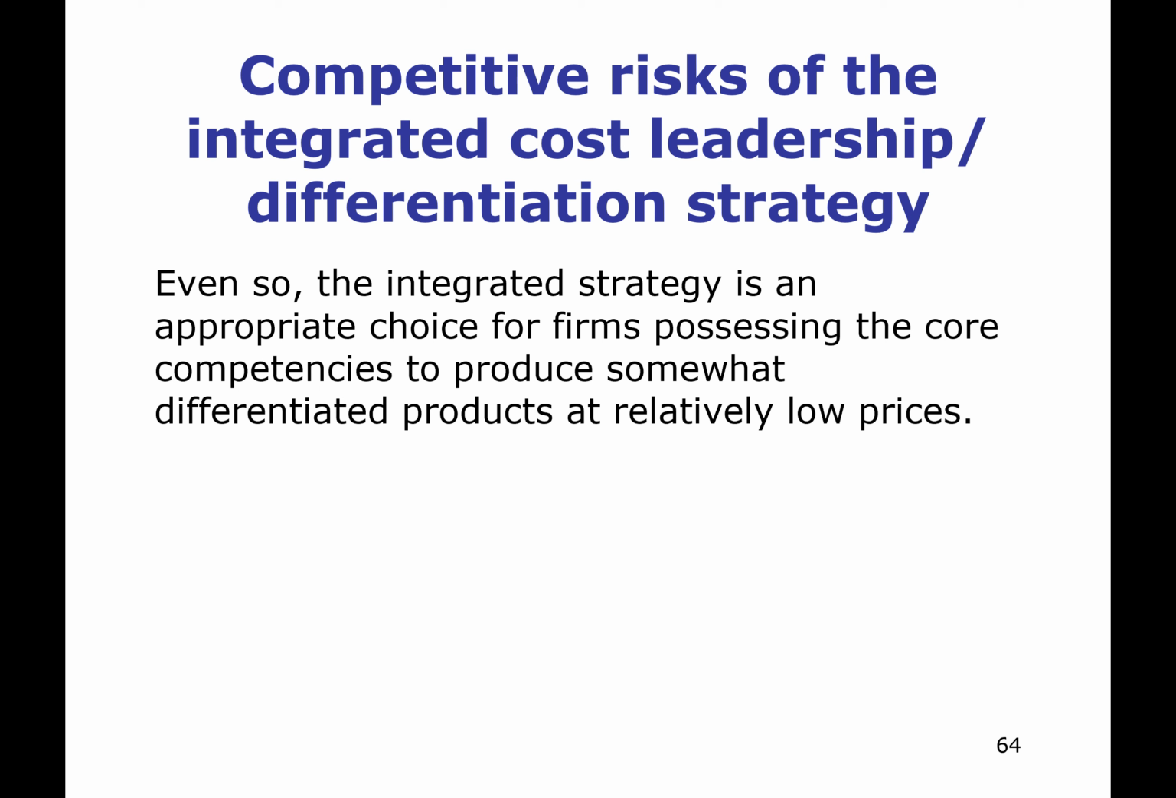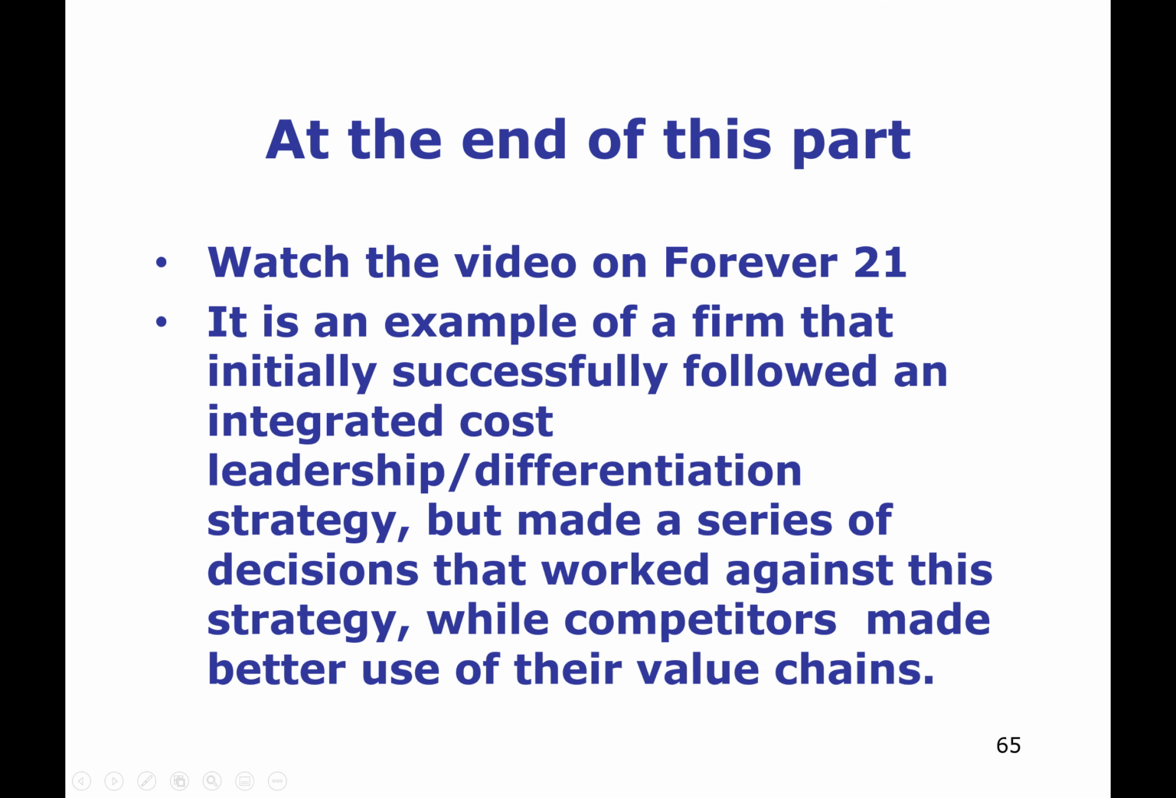But there are many firms now following this strategy, and there are many advantages and examples of them following this strategy. The sample that we're going to give you, the video to watch related to that, is Forever 21, which was following that strategy, and then because of a series of poor management decisions that worked against the integrated strategy and competitors' better use of their value chain, they've ended up going into receivership, still surviving, but no longer being the dominant firm that they once were. The Forever 21 video will also be revisited when we talk about international strategy later in the course.